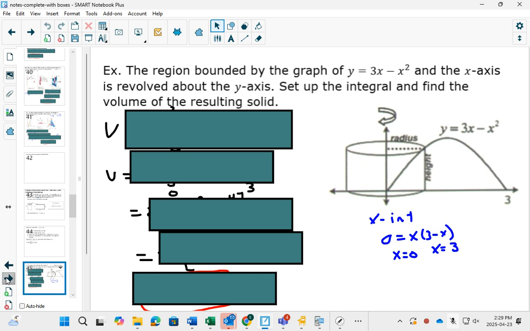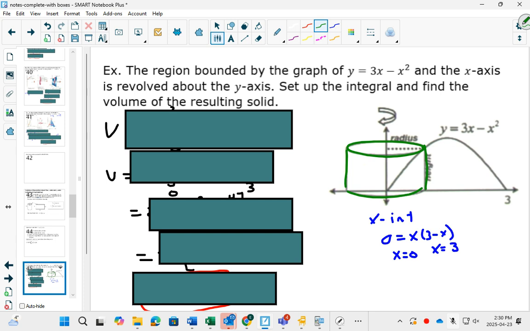Okay, so we're imagining this thing rotated 360 degrees around the y-axis. If you pick a single point on your graph, this would be the height, and if it got rotated around, that's the shape you would get. And if I think of that as one tiny cylinder, then I have a cylinder.